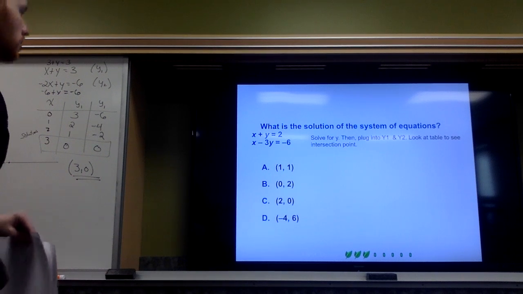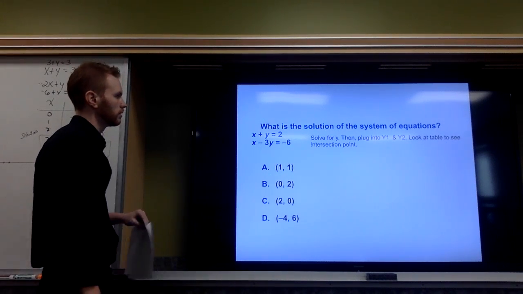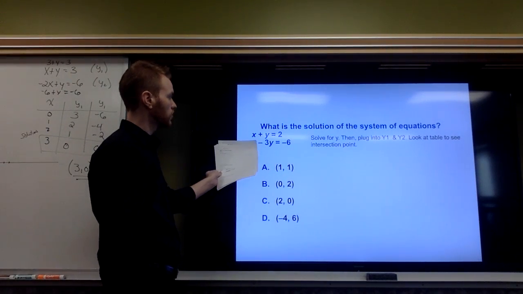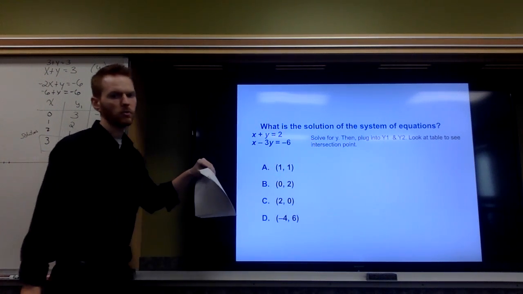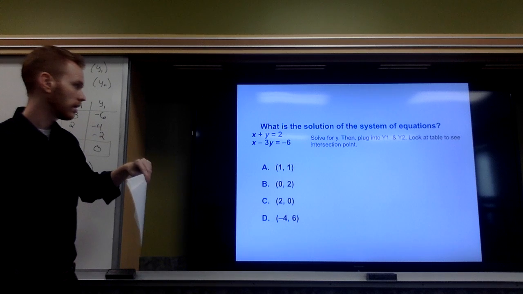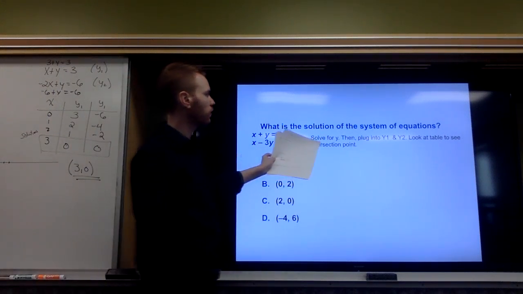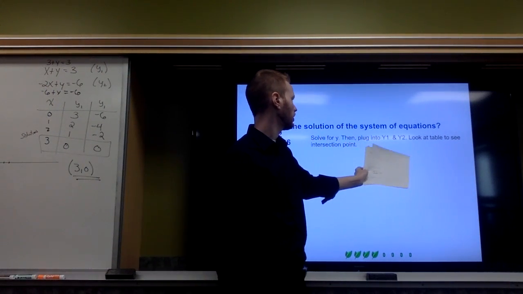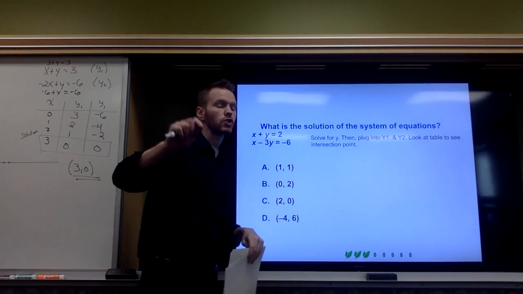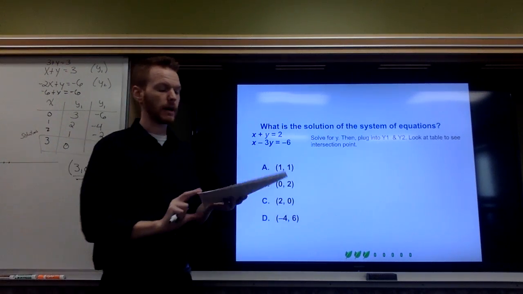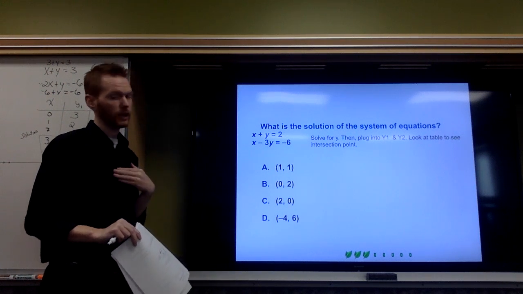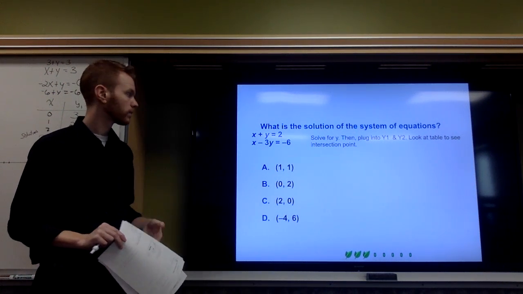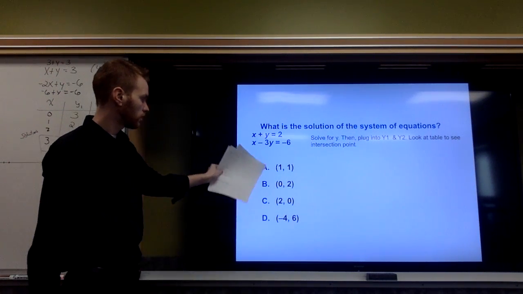So let's look at another example. This one says, what's the solution to this system? What x and y value would make both of these true? Okay. So this one says, solve for y, then plug these into the calculator, look at the table. I have instructions on how to do this in the PowerPoint, so you can look at that. If you have a graphing calculator at home, you can go through those steps to see that. Okay. So if these are my options.